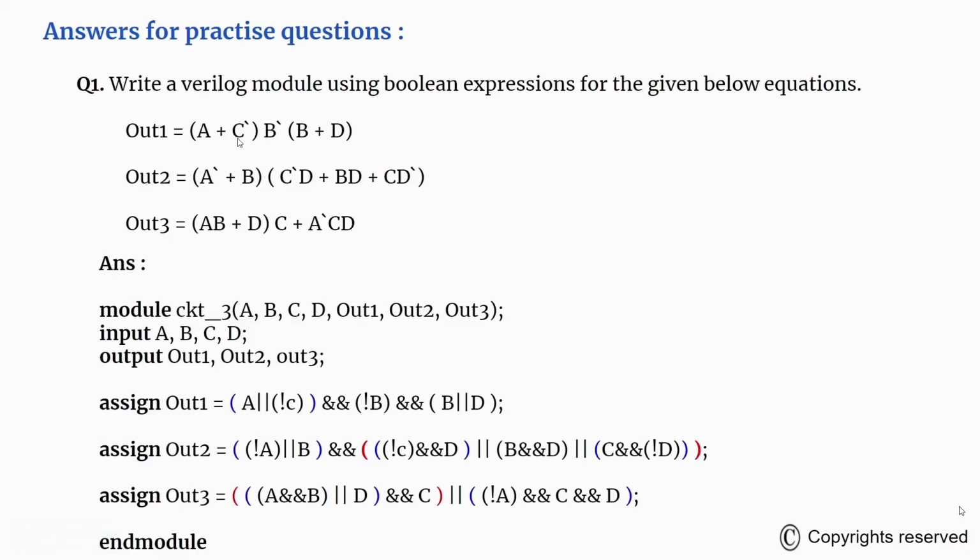It says complement of C. So we have done complement of C in the braces. The expression in the braces will be evaluated first, and then the other expressions are evaluated in order. A is OR with complement of C. This whole expression is AND with complement of B, which is again AND with B or D. In the same way, you can analyze the other two expressions also.